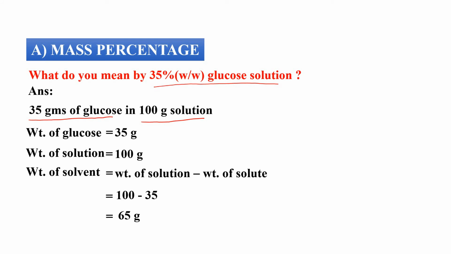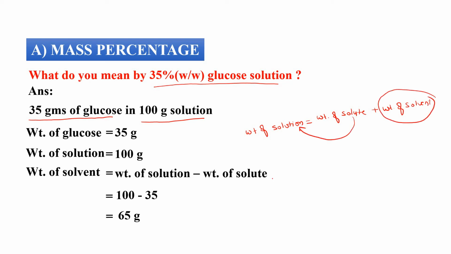Because the weight of the solution is always equal to the weight of solute plus the weight of solvent. Now I am calculating the weight of solvent, so we rearrange and get this formula. 35% glucose solution means 35 grams of glucose, and the remaining is water. The total solution will always be 100.